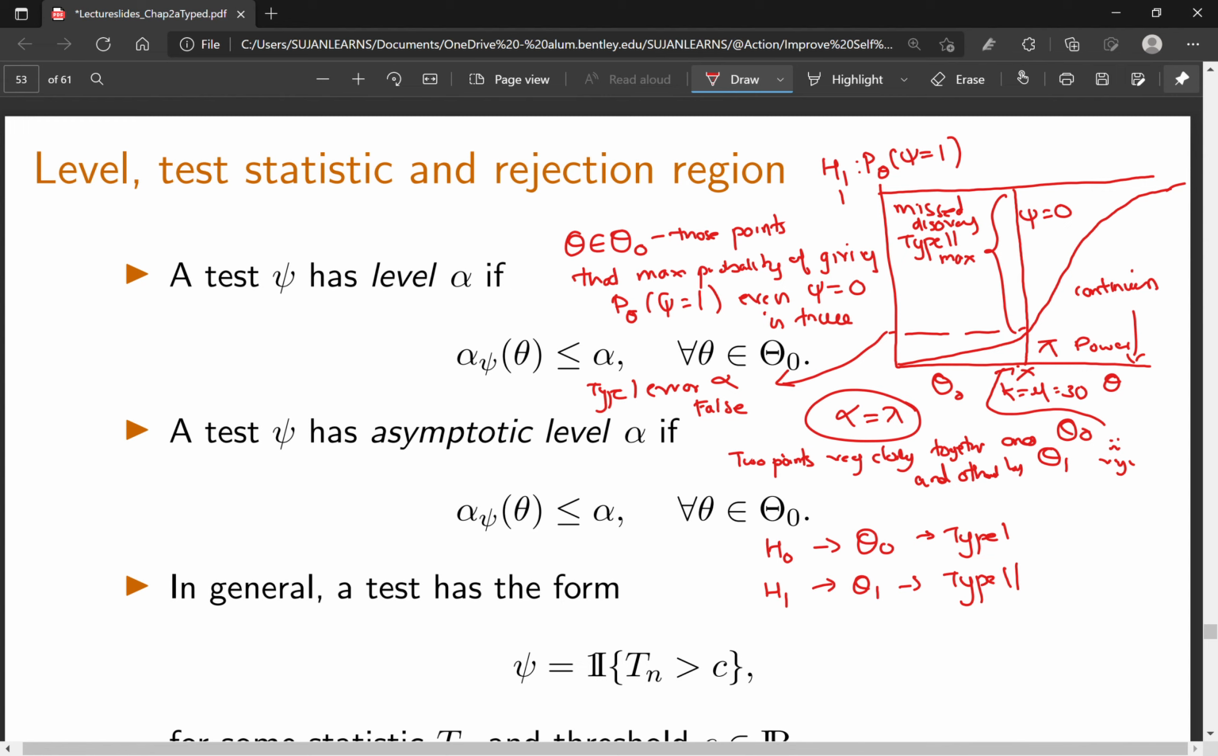What is 5% here? 5% here is that if you want the maximum alpha, or maximum false discovery, to be 5%, then we can say, okay, we'll reject everything. Then we'll always be less than 5%. Isn't that right?